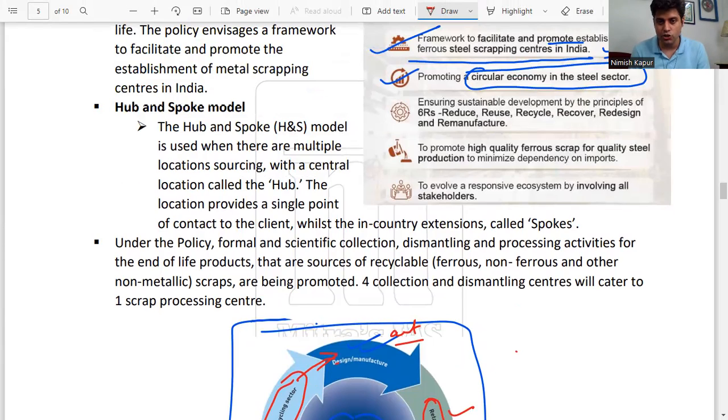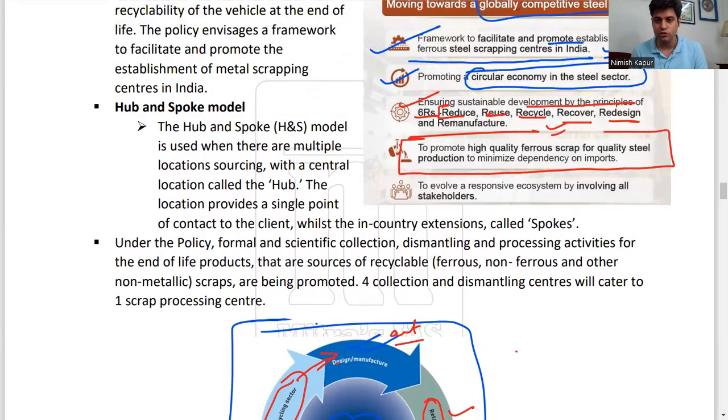One more thing is ensuring sustainable development by the principles of 6 R's. So it will ensure sustainable development through 6 R's: reduce, reuse, recycle, recover, redesign, and remanufacture. Okay. Then one more objective is to promote high quality ferrous scrap for quality steel production to minimize dependency on imports, and to evolve a responsive ecosystem by involving all stakeholders. So this is the major objective of this steel scrap policy.